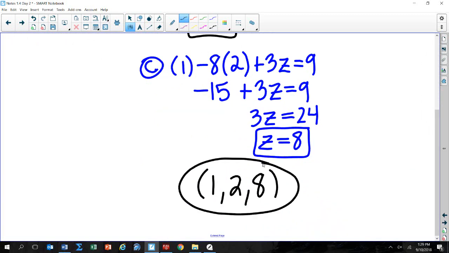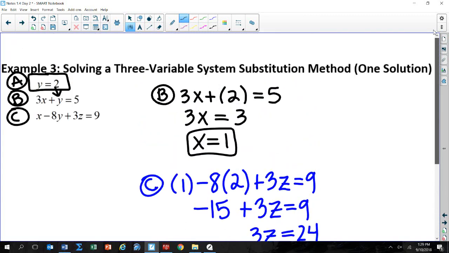And what's that last step that I'm missing? Check my work. Right? If I am taking a quiz or a test, you might as well check and see if you got the answer right. Because if you didn't get it right, then go back and try to catch your mistake. 1, 2, 8. Right? My solution was 1, 2, 8. Okay, x, y, z. The first one's y equals 2. Y is 2. 2 equals 2. Yep, that one looks right.